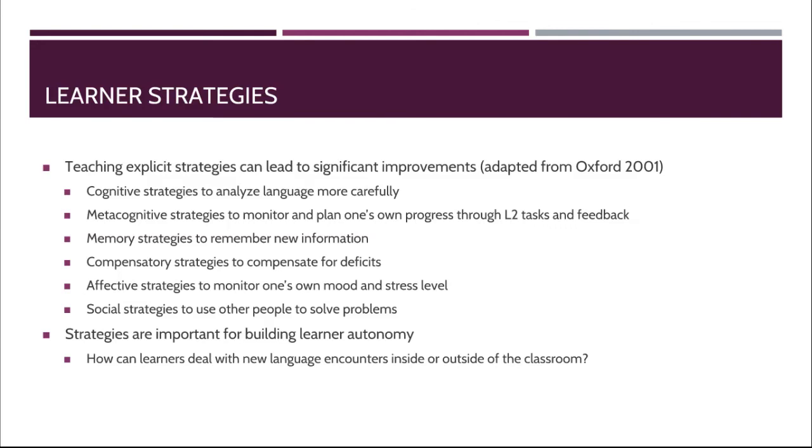So some of them are cognitive strategies to analyze language. There are also metacognitive strategies to monitor one's own progress and one's own cognition in the learning process. There are memory strategies like mnemonic devices to remember new information, compensatory strategies to compensate for deficits, affective strategies to monitor your mood and your stress level and make sure that you're in the right mindset to effectively learn and perform. And then social strategies to use other people to solve problems and otherwise find resources to help.